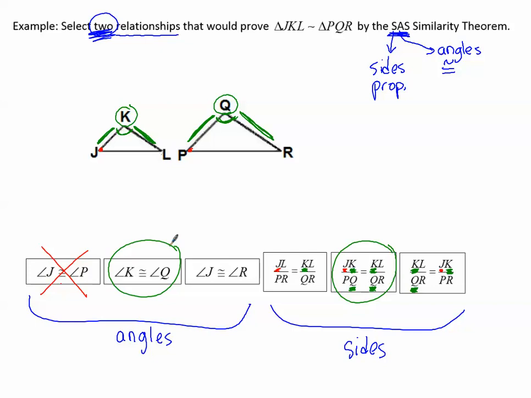Let's double check and make sure corresponding sides are proportional from here. So this says JK over PQ. Here's JK and here's PQ. That makes sense. KL over QR. So this side KL over this side QR, and that makes sense as well. So we do see side angle side with this relationship matched with this relationship.